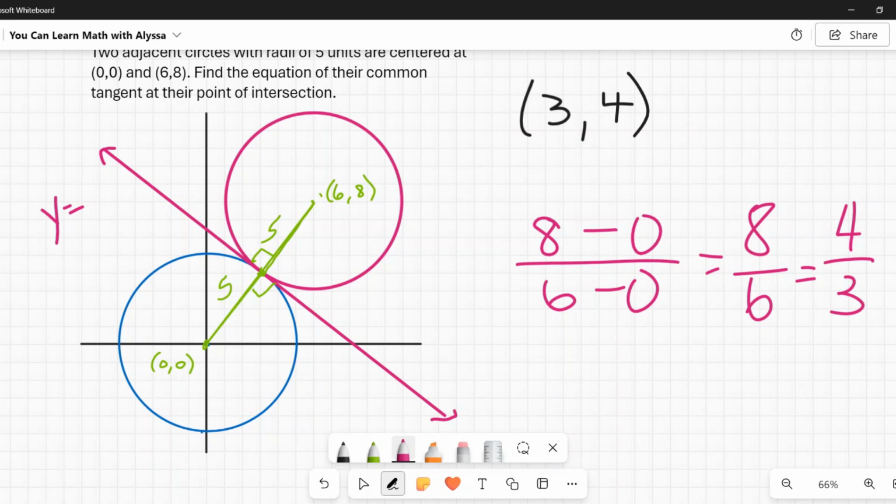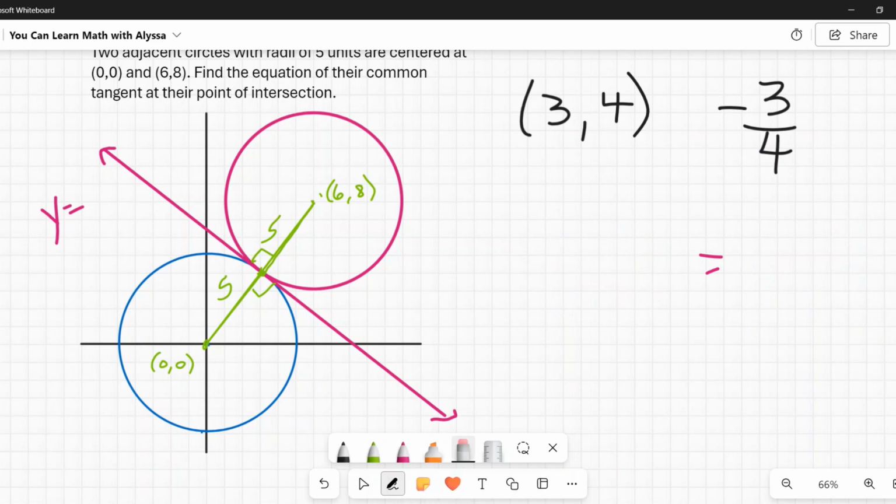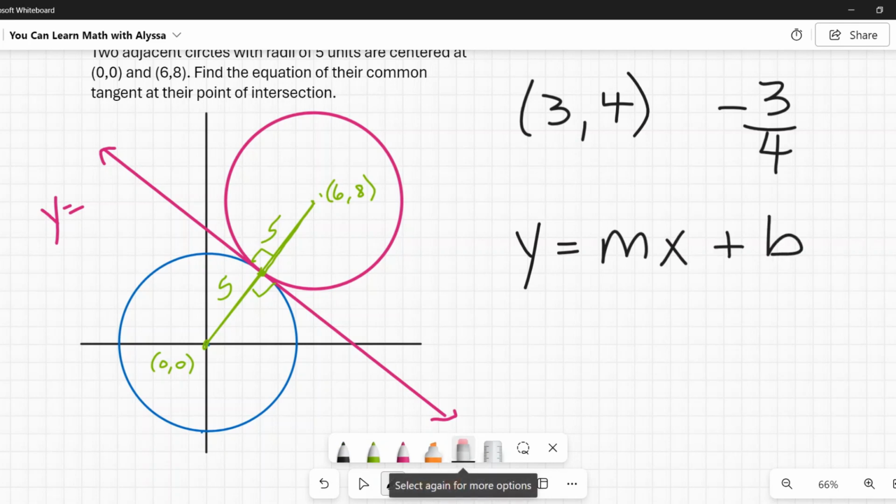It's 4/3. So what is the slope of my reddish, pinkish, fuchsia-ish tangent line? It is the opposite reciprocal. It is -3/4. And now, boys and girls and cats of all ages, I can write the equation of this line. I have the slope, I have a point. So I'm going to start with y equals mx plus b. I know my m, that's my slope, that's -3/4.